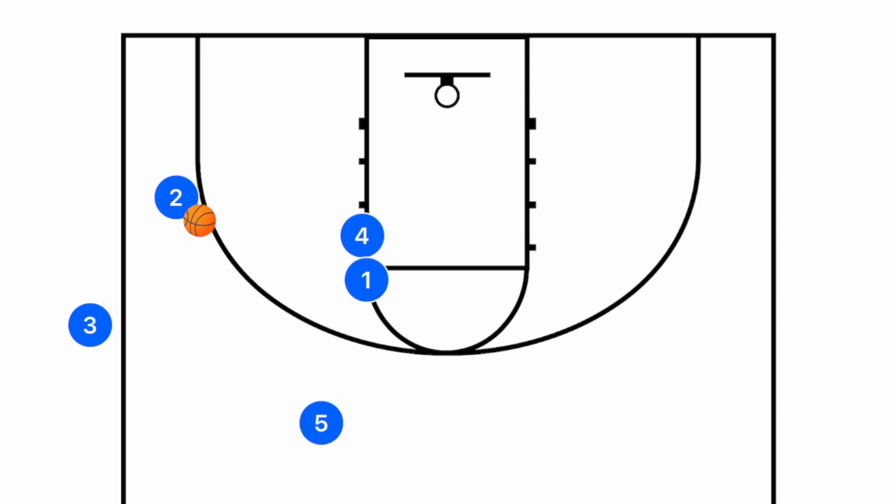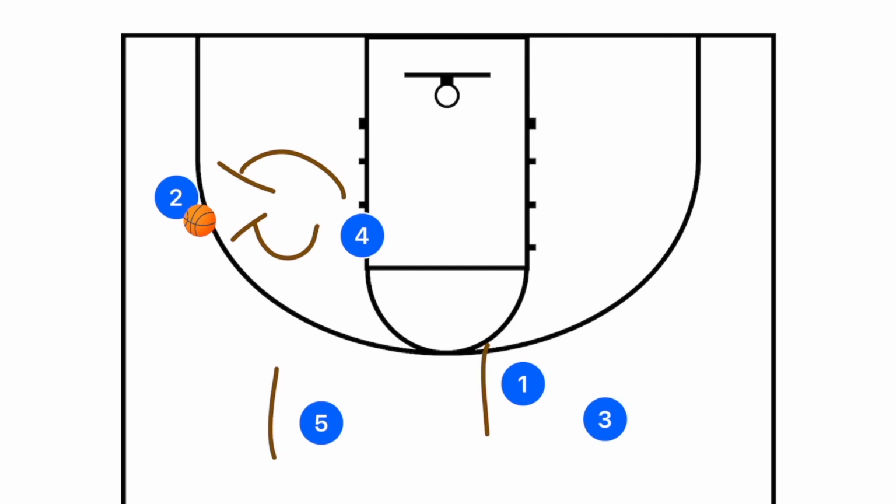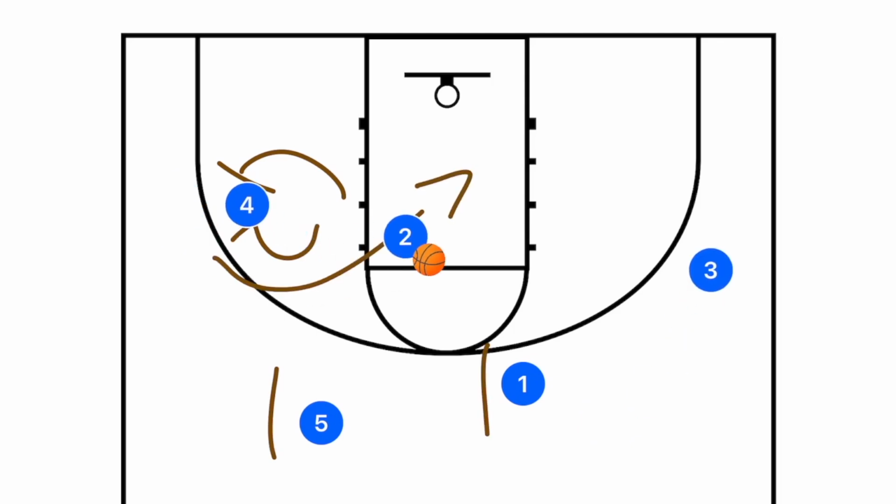If player 2 gets that ball, we can set this screen on one side or the other. Player 1 clears, player 3 can come off of a staggered screen, and when player 2 is attacking the paint, we can then have the option to pass out to player 3 or pass down to player 4 or score himself. All of these options are very viable to be able to use.